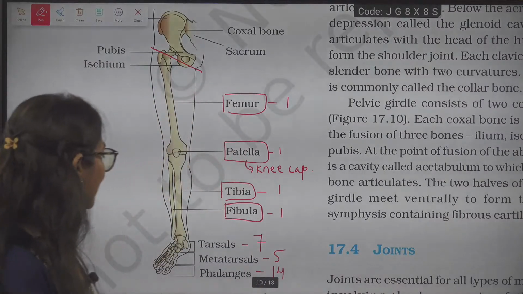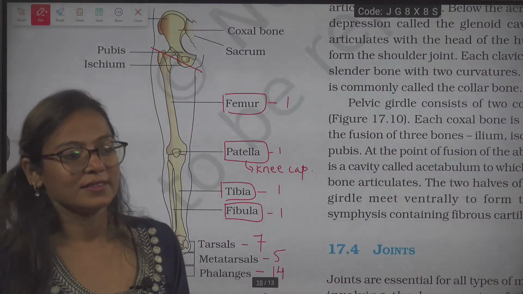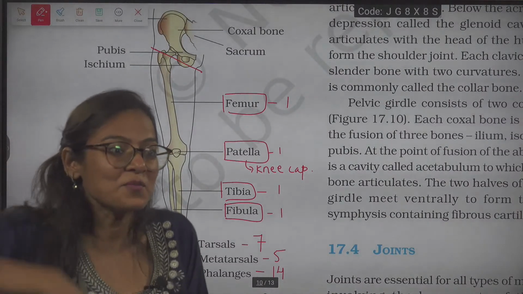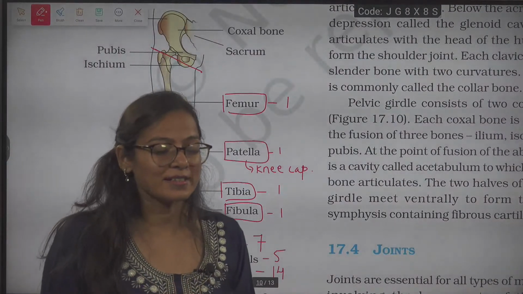Yes, now calculate. Many students have already started to answer. Yes, so one leg has, again someone is getting 10 bones extra. From where are you getting these 10 bones extra? Tell me.